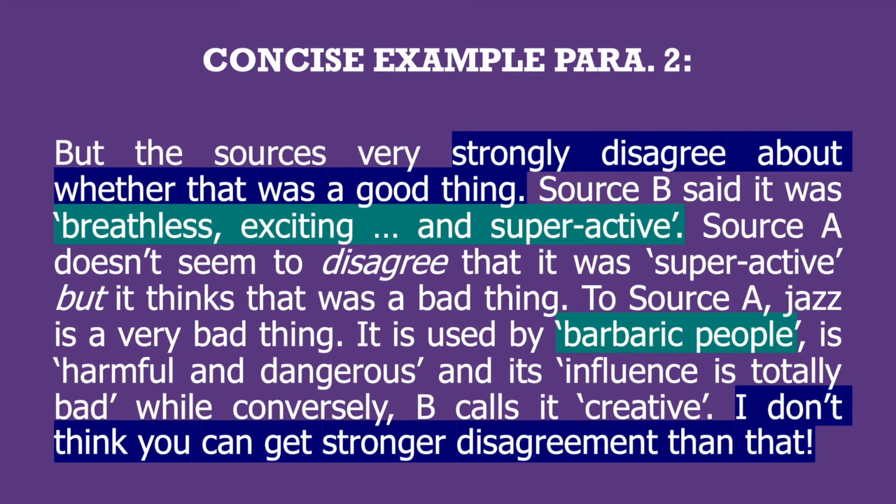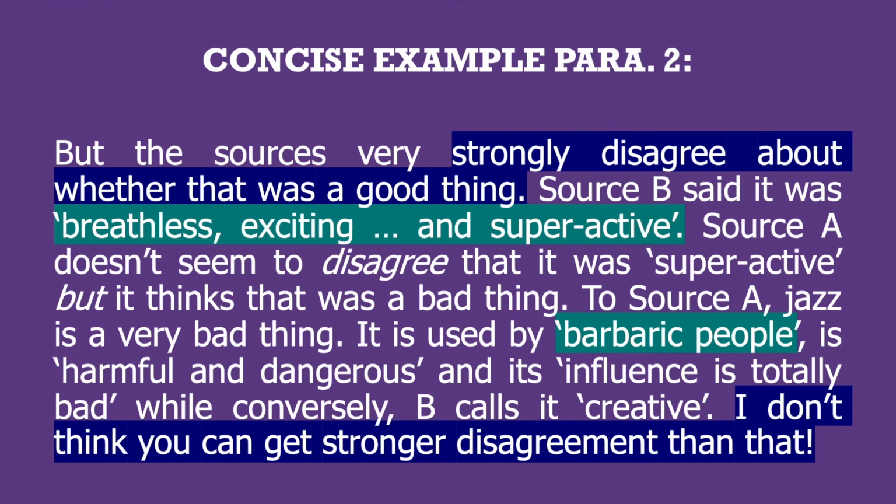The student talks about how it brought about extreme reactions in people, but now the student mentions that the sources very strongly disagree about whether that was a good thing. So Source B agrees that the extreme reactions that it brought in people were good. It was breathless, exciting, and super active. This is an example of evidence, quotations, as you can see. Source A doesn't seem to disagree that it was super active, but it thinks that was a bad thing. So Source A does agree that jazz music was super active in the USA, but it thinks that it being super active was a bad thing, which is a point of difference.